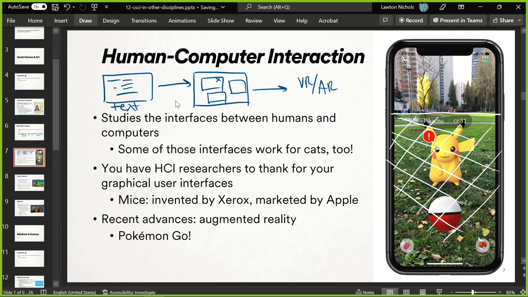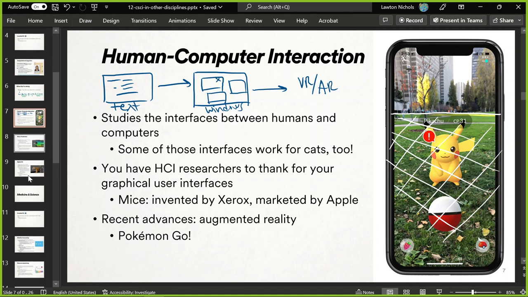First it was text, now it's windows, and now it's looking through your camera at the world and tapping on it with augmented reality. That's kind of cool. So yeah, that's where things are going. That's like a combination of maybe social science and art. Any questions, comments about that? I just have a bunch of examples for us today. Not too bad. Just to get us thinking.